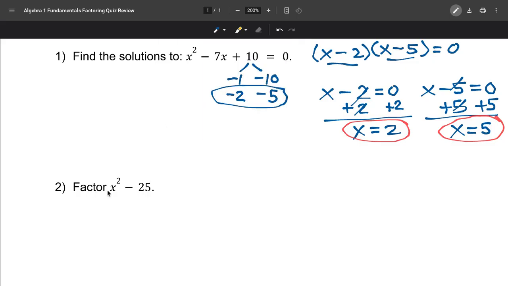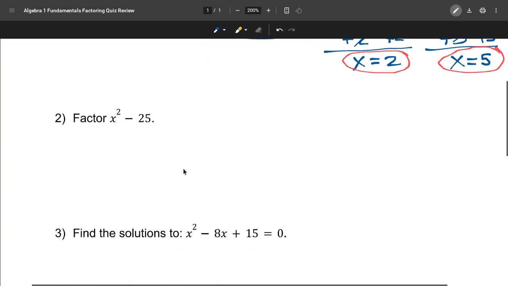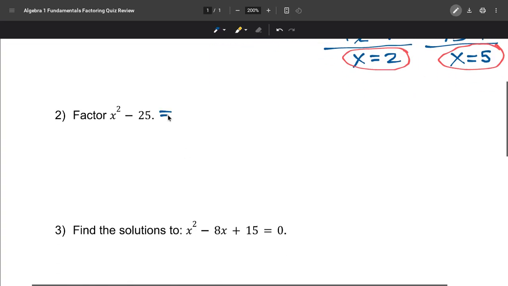Okay, in problem 2, we're just factoring, we're not finding solutions, so we're going to factor x squared minus 25. This is a difference of squares, so we're going to take the square root of x squared, which is x. So we'll put that here and here. And we're going to have a plus and a minus. And we take the square root of 25, which is 5. So we do x plus 5 times x minus 5.